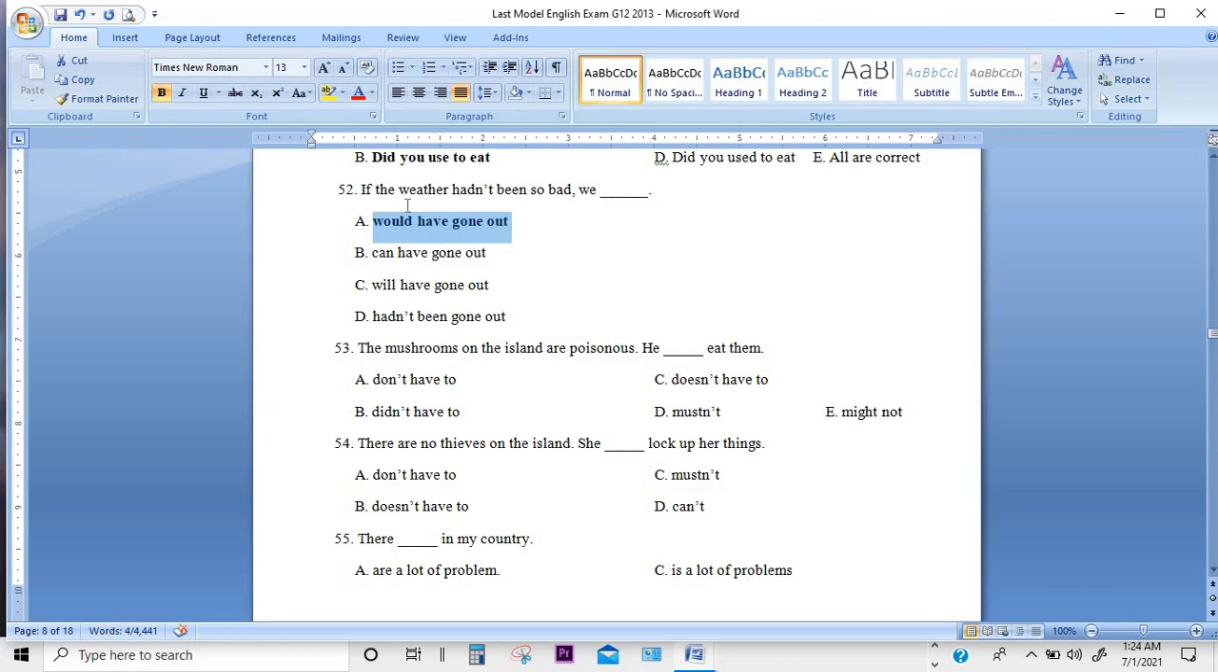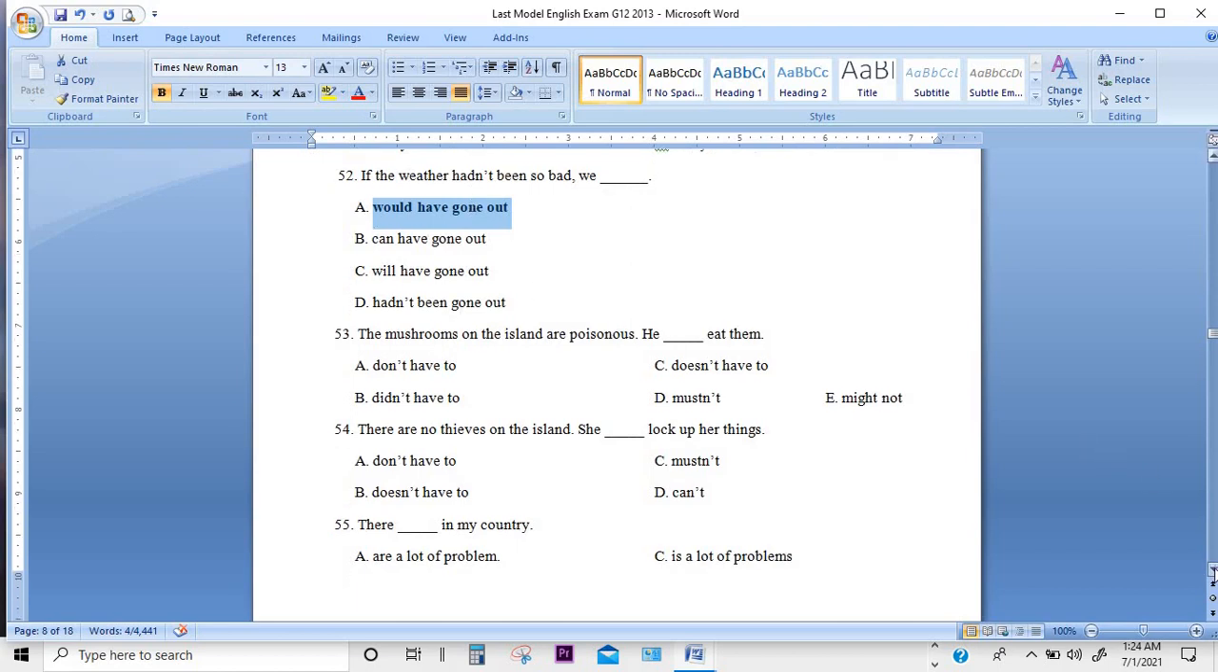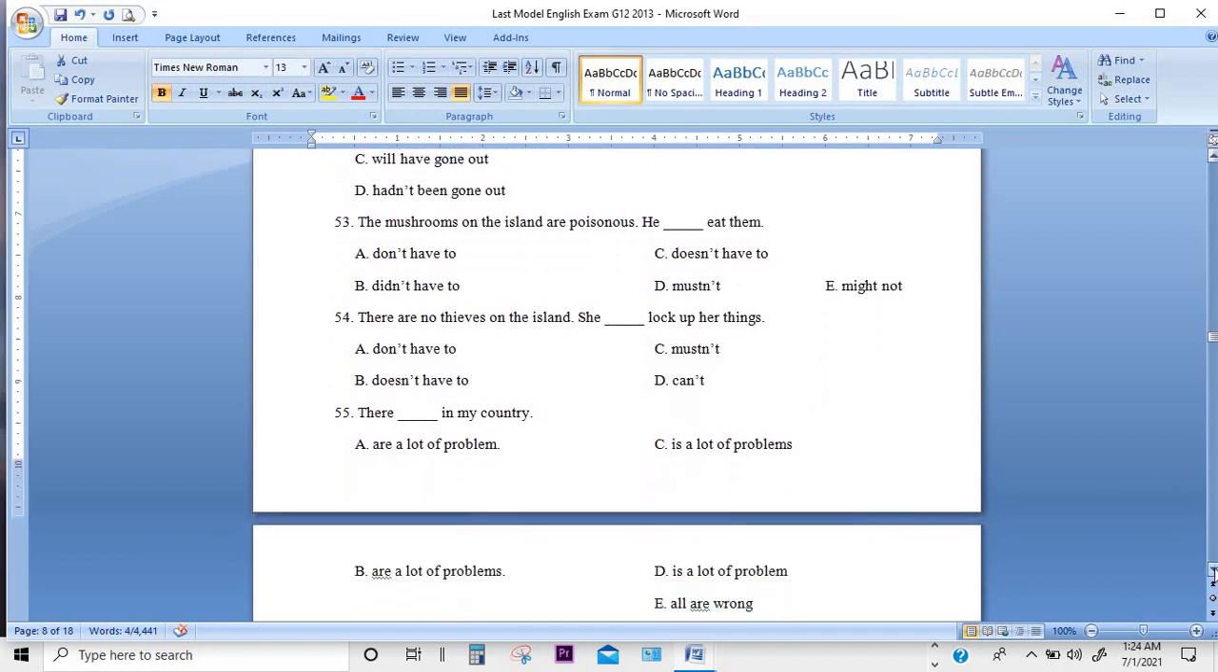So if the weather hadn't been so bad, we would have gone out. So the weather was bad, we didn't go out. That's the meaning. Okay? So neither happened: the weather was bad, and we didn't go out. It's an impossible action, a reversed impossible action. Third conditional, neither was fulfilled. Okay, 53.